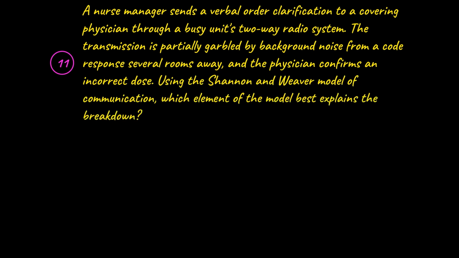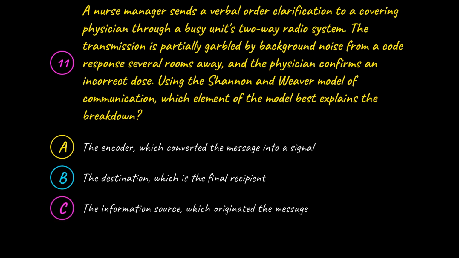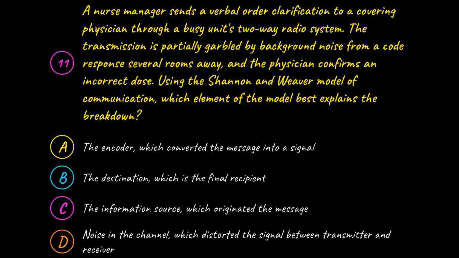Your options are A. The encoder, which converted the message into a signal. B. The destination, which is the final recipient. C. The information source, which originated the message. D. Noise in the channel, which distorted the signal between transmitter and receiver. Before I reveal it, which one do you think is right?